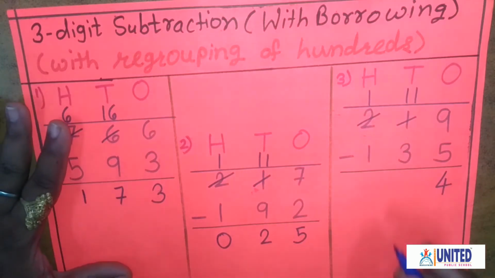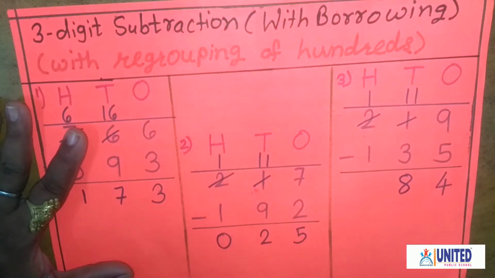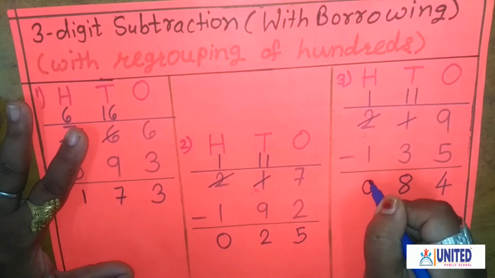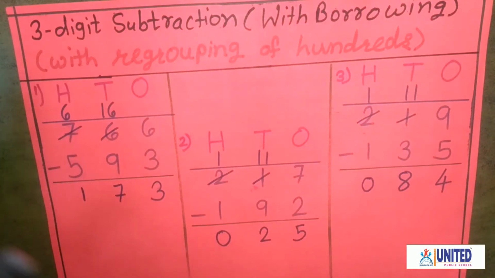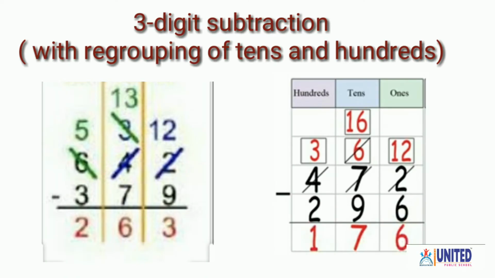So what is the answer? 8. So write down the 8. Now 1 minus 1, again 0. Okay. Done. So our answer is 84. Understand?